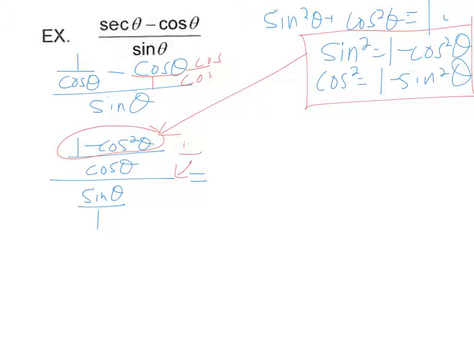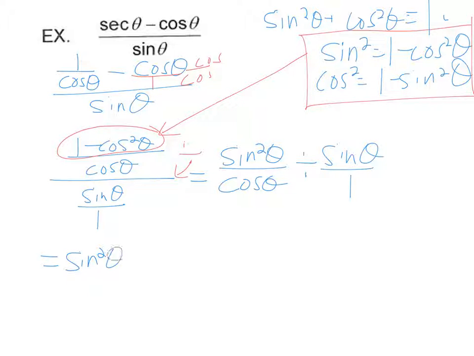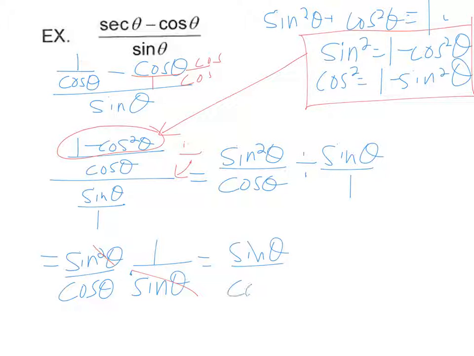So I'm going to unstack my fractions. I have sine squared now over cosine divided by sine over 1. When you divide fractions, you flip and multiply. Sine squared over cosine times 1 over sine. I can cancel out 1 sine. Now I have sine over cosine, and the more simple form of sine over cosine is tangent.